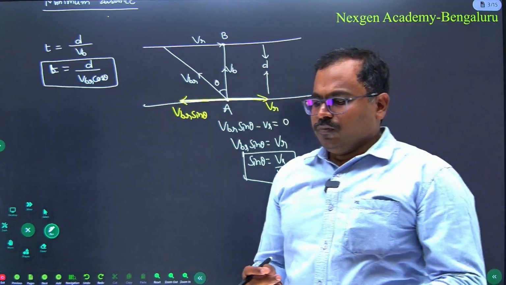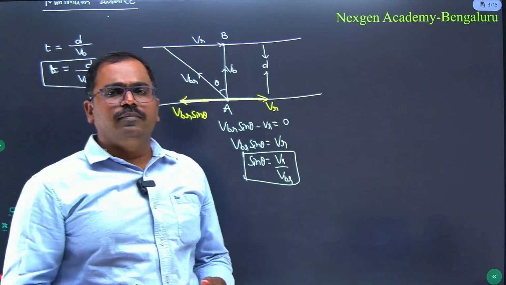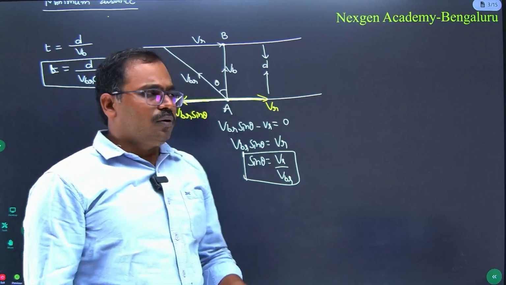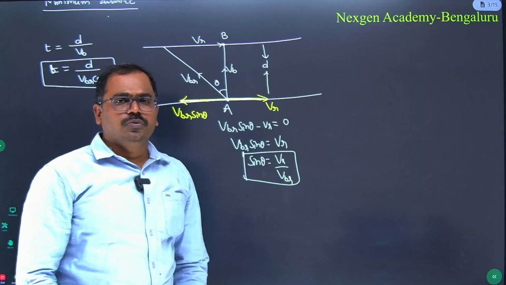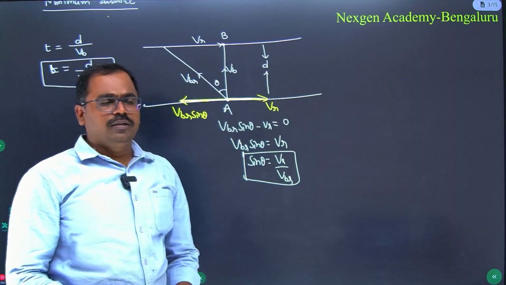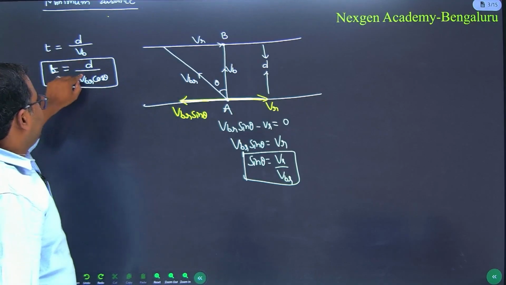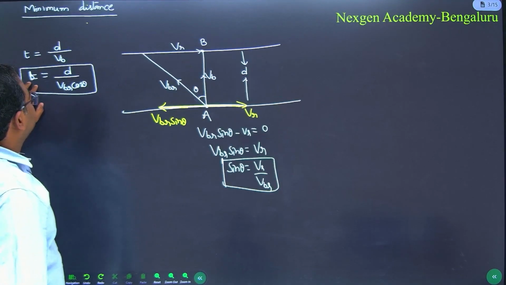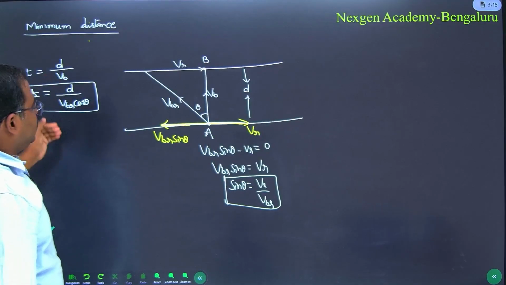What are the two? The first one is minimum time taken, meaning the path along which the time taken is minimum, and the other is the path along which the distance is minimum, to reach the opposite bank exactly. These two kinds of problems we usually get. So what are the formulas here? Time taken along minimum distance is d by VBR cos theta. If it is minimum time, that's a different formula, that is d by VBR.